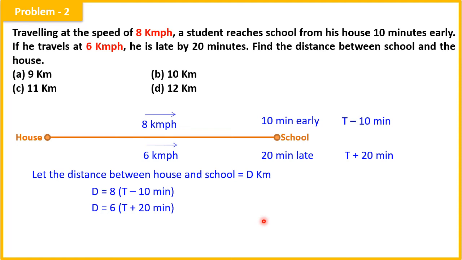Now, what do we observe? We observe that the left hand side of both equations is the same. So we can equate their right hand sides. If I equate the right hand sides, it will be something like this.